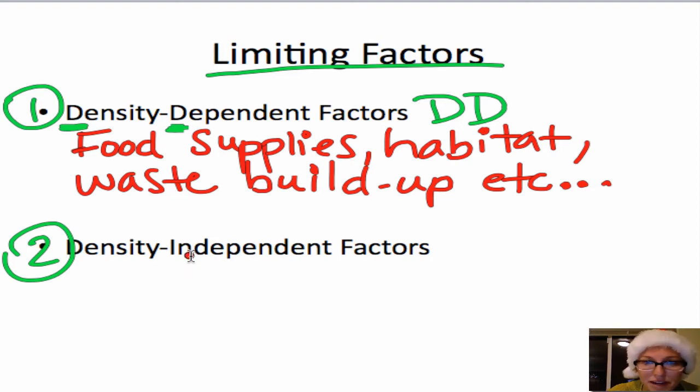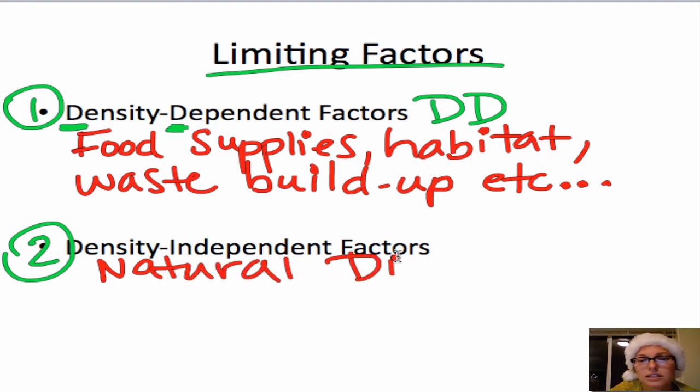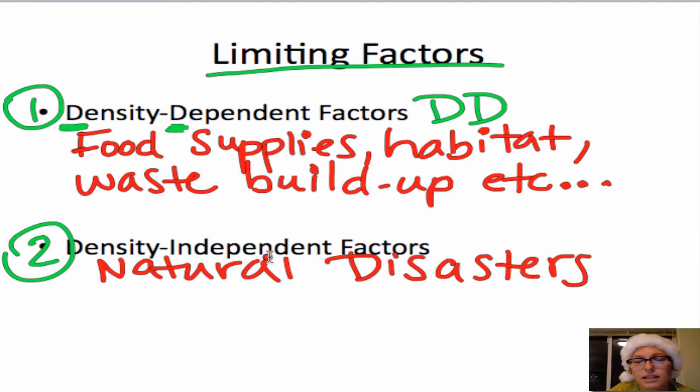Density independent factors are pretty much the opposite. These are limiting factors that are caused by something other than the amount of people or the amount of individuals competing for basic survival resources. These factors, I group them into simply natural disasters. And this can be flood, drought, hurricanes, earthquakes, tsunami, etc.